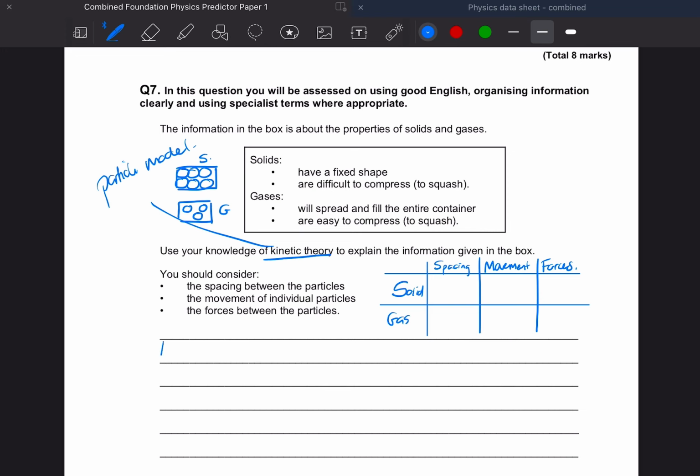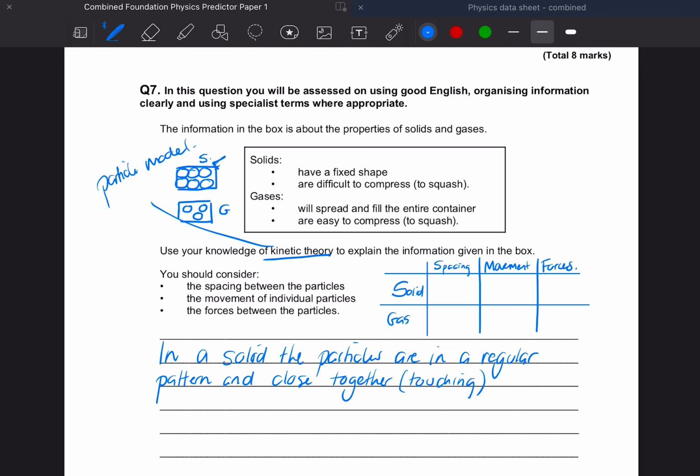So we'll start with, in a solid, the particles are in a regular pattern and close together. No, they're actually touching. So you can see that from my diagram here. So I've mentioned the spacing.